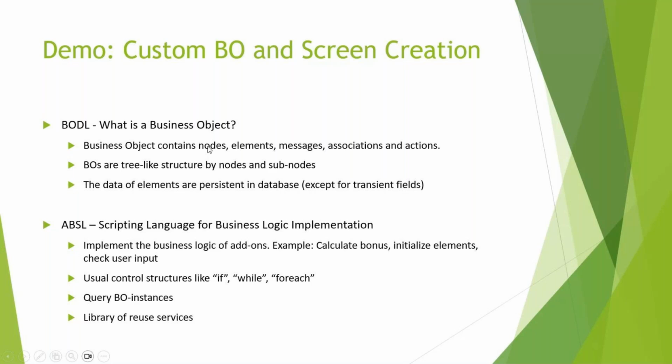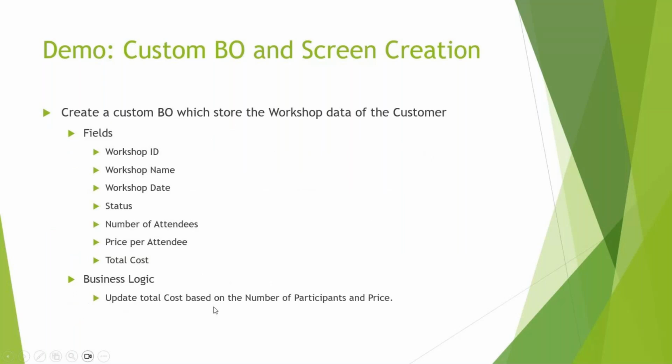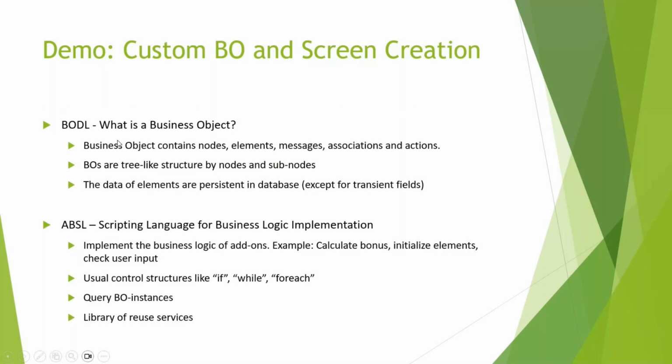And the messages, we can define them in a business object to show, let's say, any errors or warnings, those kinds of things. We have to define them in a business object, then use them in a script. So BODL is mainly used to structure the business object: what are the fields required, what are the nodes, and what are the actions. Let's say we have this action here, total cost calculation. These things we just define here, and then in the ABSL script, we will use it for the calculation of those things.